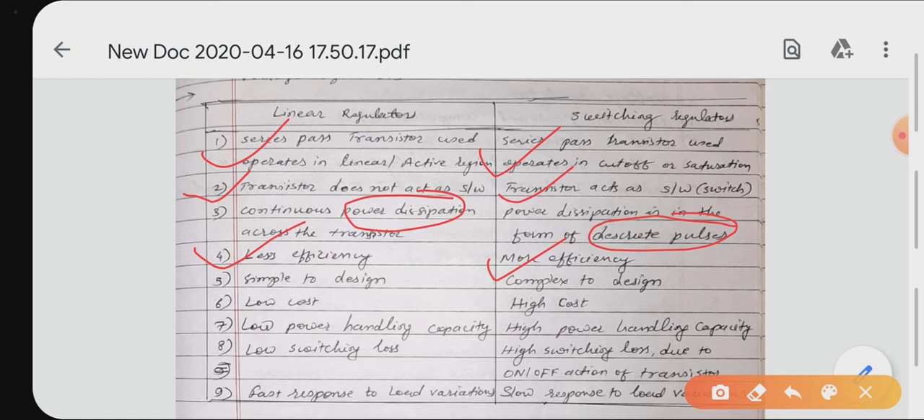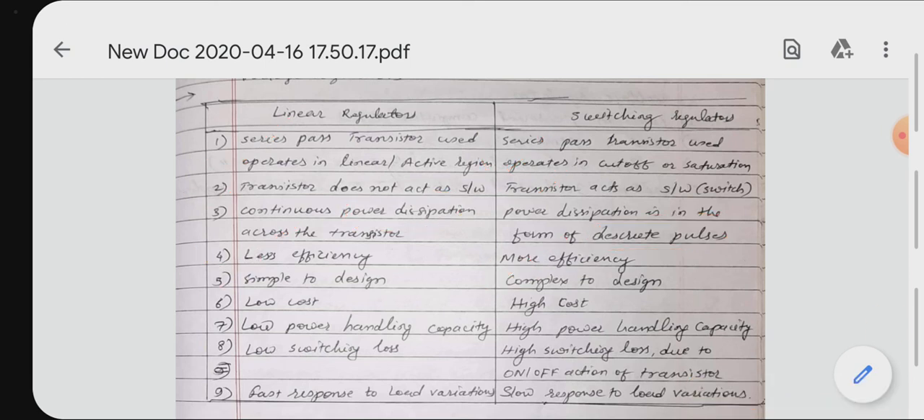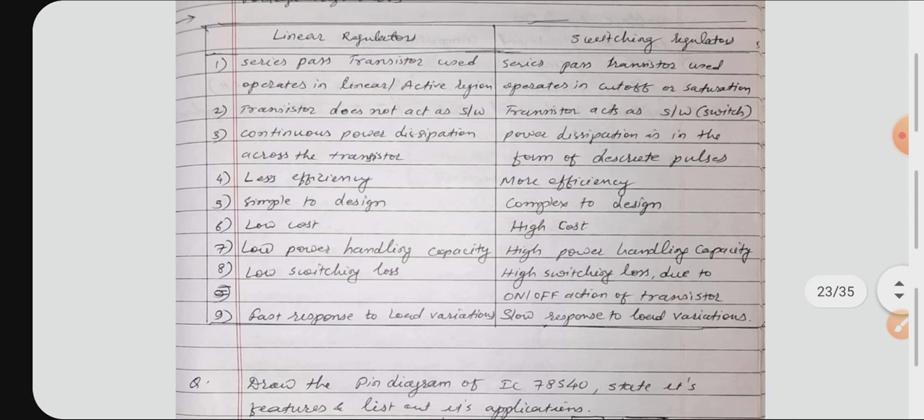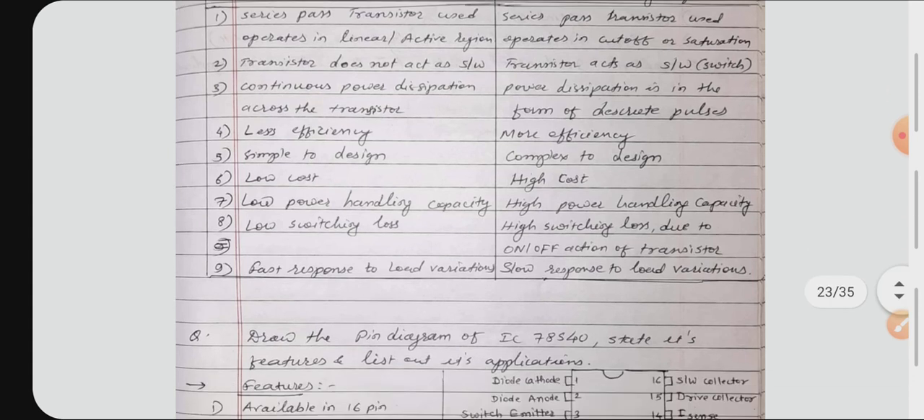The linear regulator is simple to design, while the switching regulator is complex to design. Next, you can see the linear voltage regulator is low cost, and the switching regulator is high cost. Low power handling capacity for the linear voltage regulator, while SMPS handles high power. Low switching loss in the case of a linear regulator, high switching loss in the case of a switching regulator. Fast response and slow response.